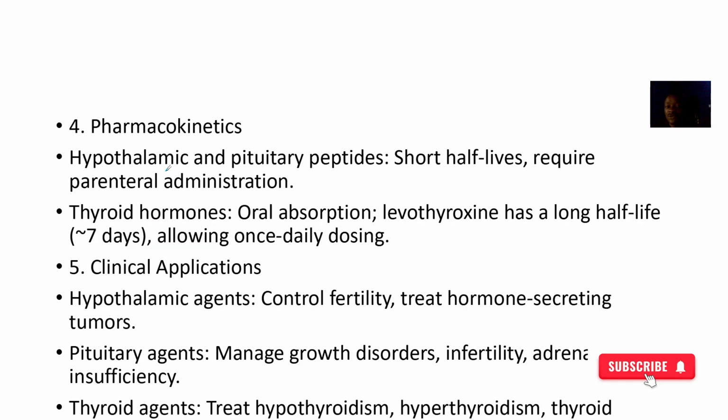So the general pharmacokinetics is, anything hypothalamic or pituitary drugs, they're usually short-lived and usually given through the veins. You understand? They can't really withstand all the stomach processing. Therefore, the thyroid hormones are usually given through the mouth because they have a long life and they can withstand the stomach processing. So in general, hypothalamic agents are mainly for fertility issues and other hormone related issues, while pituitary is also for growth related issues, also fertility issues, and also adrenal insufficiency.